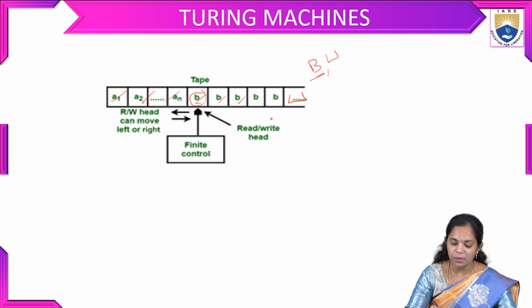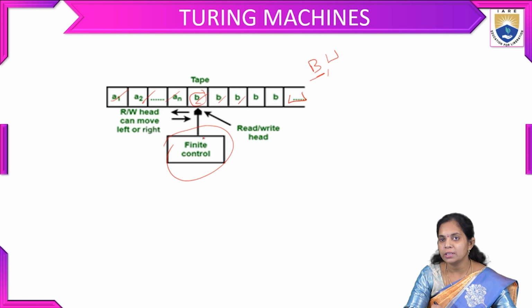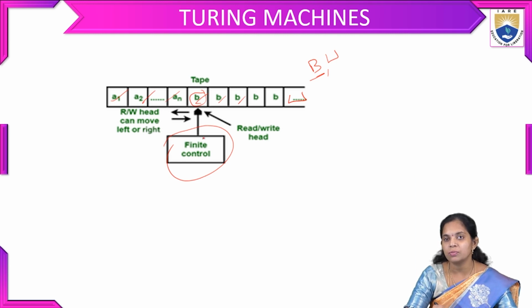And the head, this is the finite control, and as we already discussed in the transition functions, the tape head is moving left or right based on the transition. This finite control can move in two directions based on the transition, either left or right.